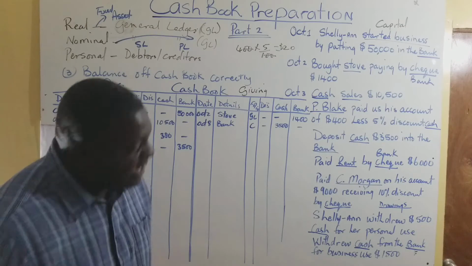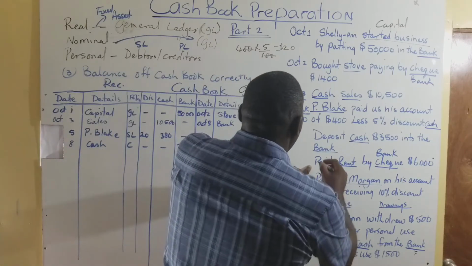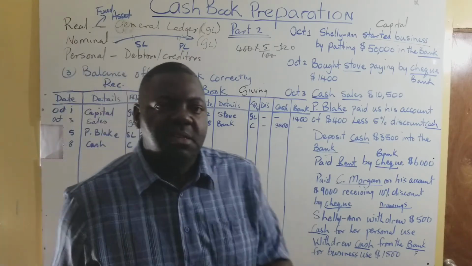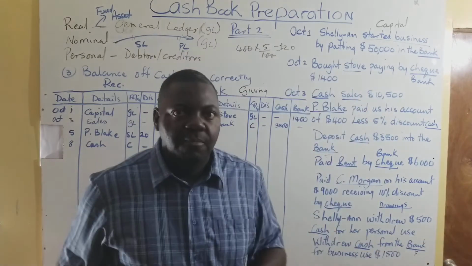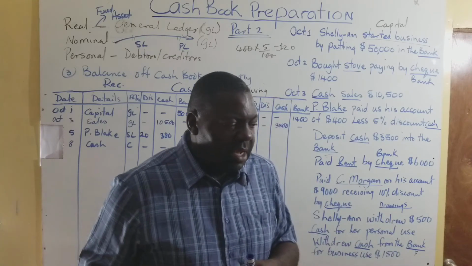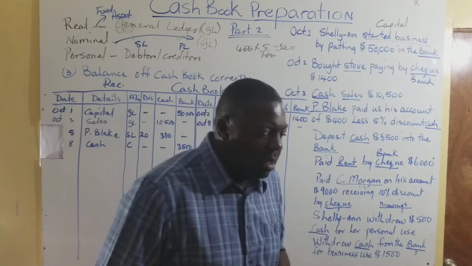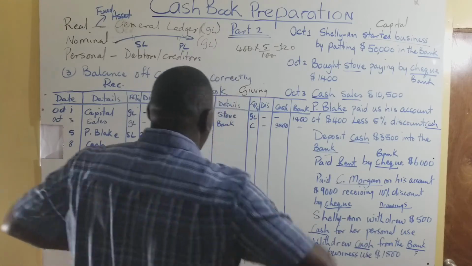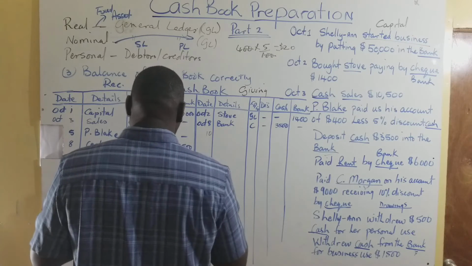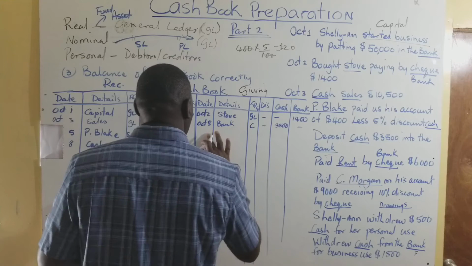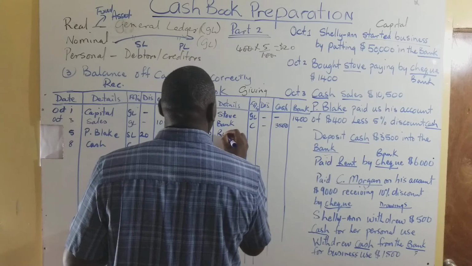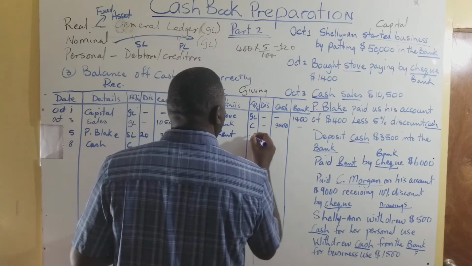That would have been October 10. We pay rent by check. The question again is: is the money going out or is it coming in? When we're paying rent by check, is the money going out or coming in? The money is going out because we're paying for something. So that's going to be October 10, and rent is the name of the other account.